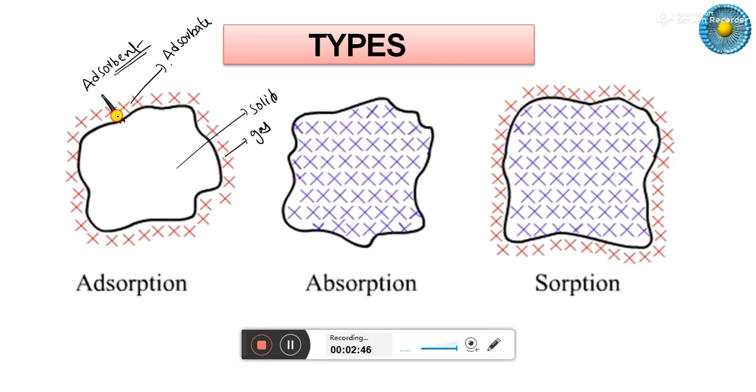Remember, this is a solid. Suppose this consists of charcoal. Charcoal is called the adsorbent. Gas is called the adsorbate only. When both adsorption and absorption take place simultaneously, this is called sorption.